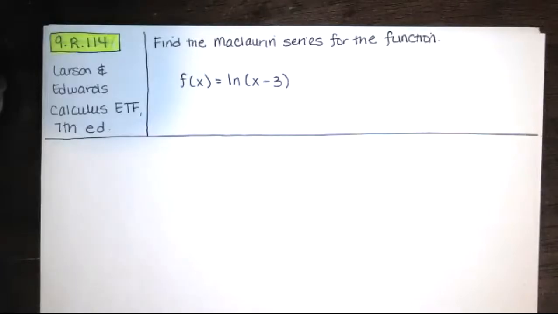In this video, we solve problem 9.R.114 from the Larson and Edwards Calculus Early Transcendental Functions text, 7th edition. We're asked to find the Maclaurin series for the function f of x equals natural log of x minus 3.